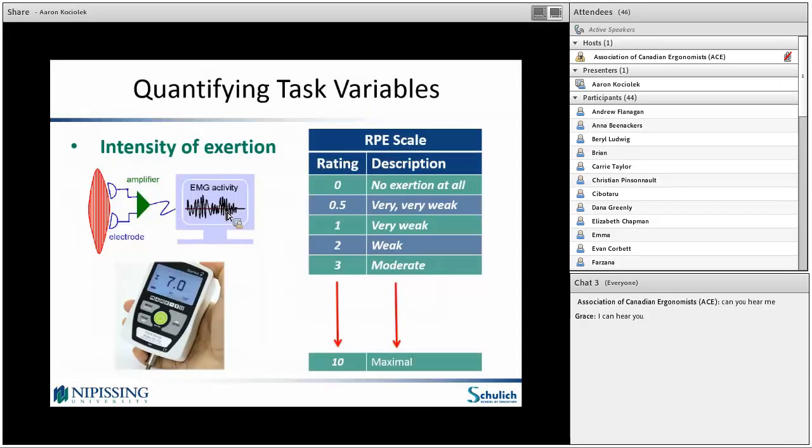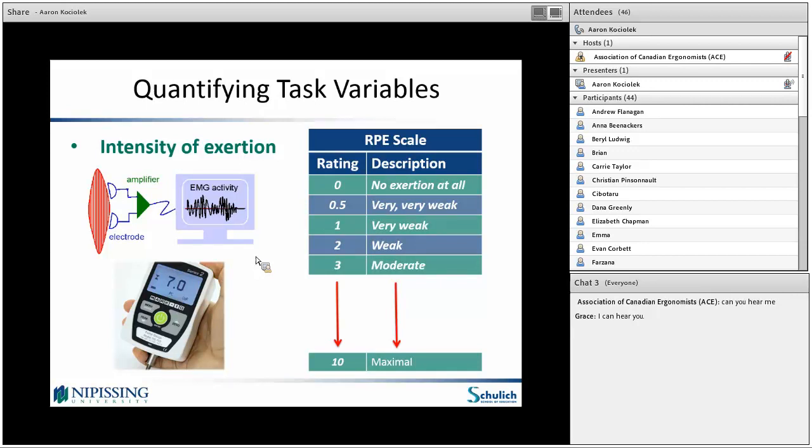So I just thought I'd maybe overview a little bit how we could actually measure some of these task variables that would go into the strain index. So for intensity of exertion, for example, we could use EMG to actually get an idea of what the muscle force was. So use muscle activity as a proxy to determine how forceful the task was. This is an approach that academics certainly like to use, but of course EMG systems are quite expensive and probably not often available to professional ergonomists in the field.